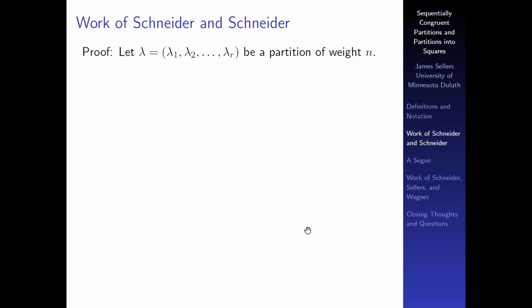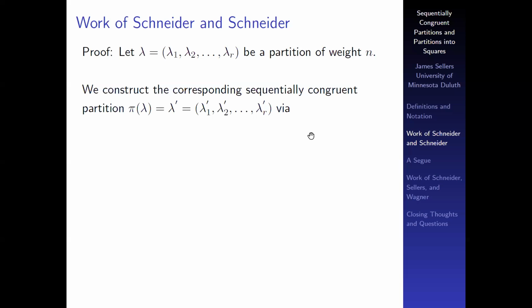So I'm going to start with a partition lambda. This is an unrestricted partition in the sense of the parts. The only key is that it has to have weight n. So the sum of the parts is n, which means this partition lives in capital P sub n. And we know nothing else about the relationship of the parts to each other. And now I'm going to construct a sequentially congruent partition, lambda prime. And the main formula for this is that each part, lambda i prime, is going to equal i times lambda i from the previous partition, plus the sum of the remaining parts inside that original partition, lambda.